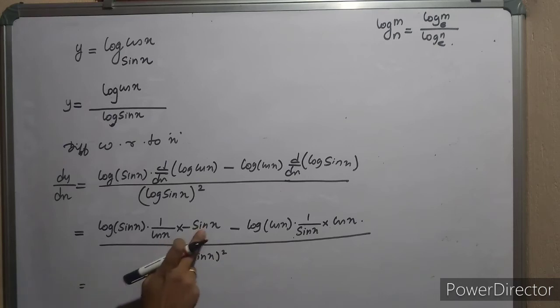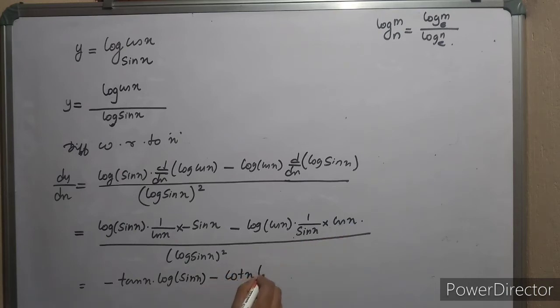Now then, sin upon cos is tan: minus tan x into log of sin x, minus cos upon sin is cot x into log of cos x, and the denominator will remain the same, log of sin x whole square. You can leave your answer like this, or you can take minus common from this.